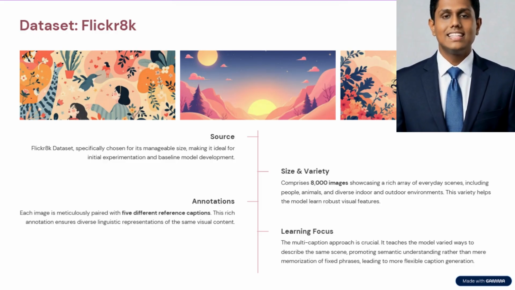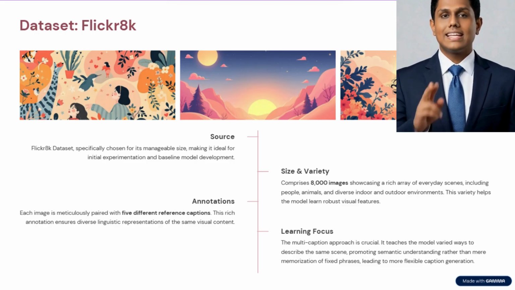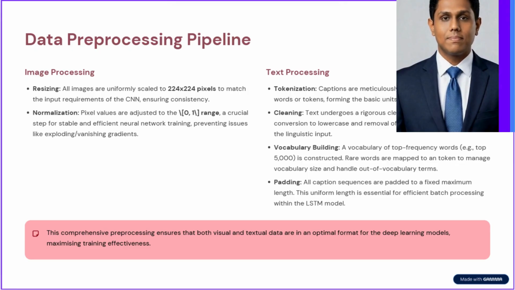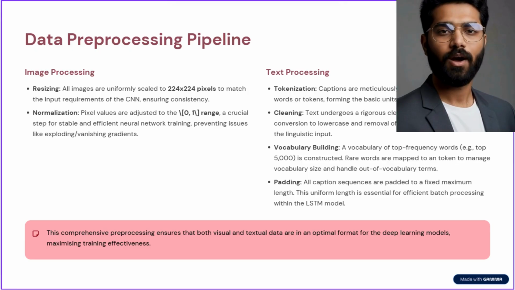First, we tokenized the captions into individual words. Then, we converted all text to lowercase and removed punctuation to reduce noise. To handle computational constraints, we built a vocabulary containing only the most frequent words, for example, the top 5,000. Any words outside this vocabulary were mapped to a special unknown token. Finally, we mapped these words to integer indices and padded all sequences to a fixed length to allow for batch training. Now let's dive deeper into our proposed approach and architecture.